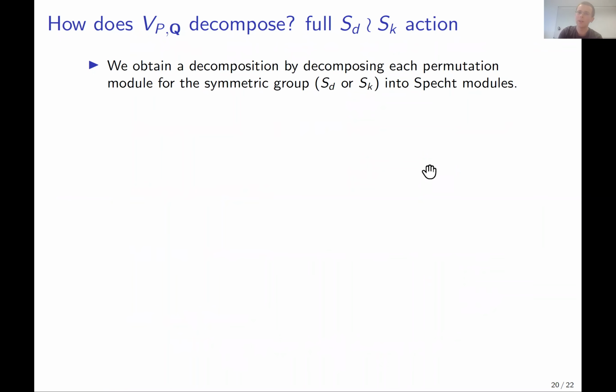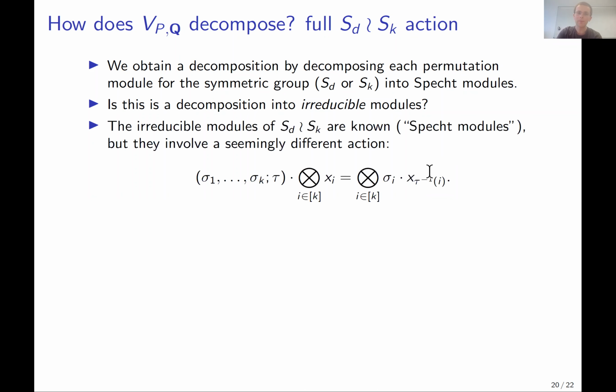So how do we now decompose our vector space? We basically just wrote things as a tensor product of permutation modules. So the natural thing to try to do is just decompose each of these permutation modules and hope that this gives you a decomposition of your orbit space. And if you do things carefully, then it turns out that you do get a decomposition. And then the main question is, can you show that this is really a decomposition into irreducible modules? Luckily, what we managed to show is that the answer is yes, they are irreducible.